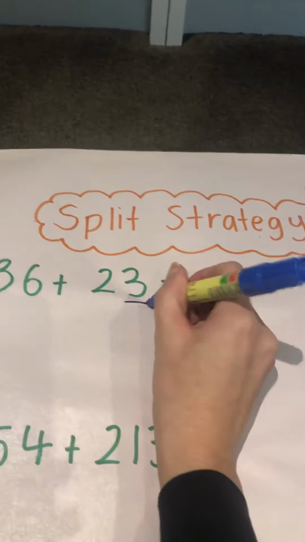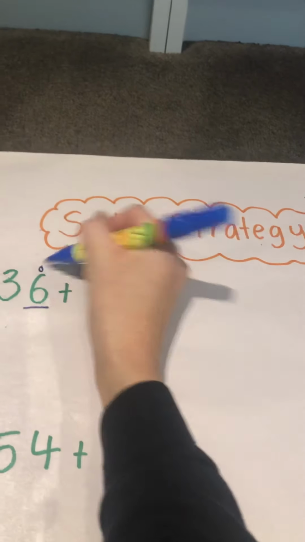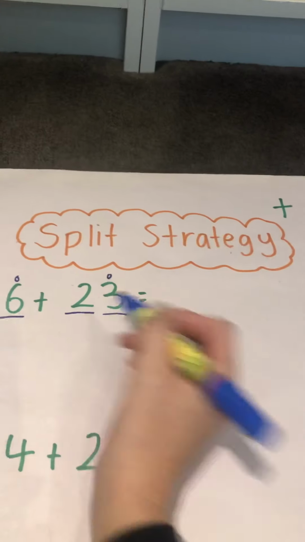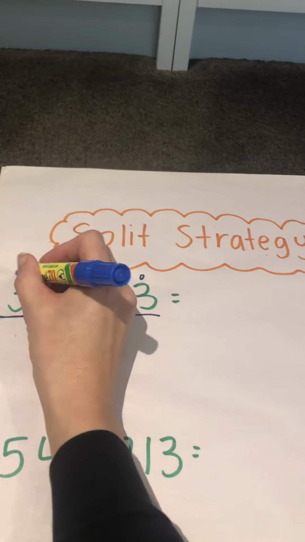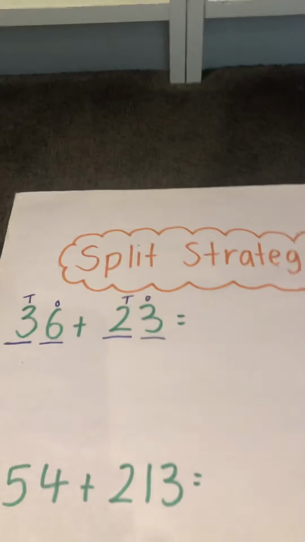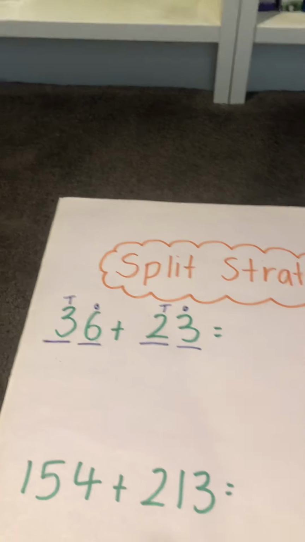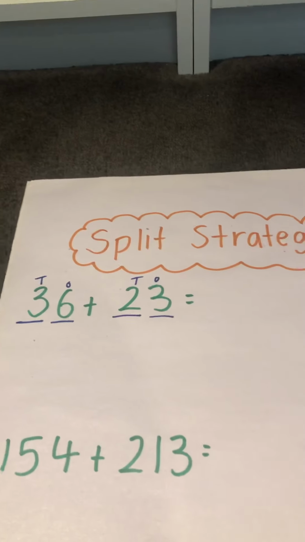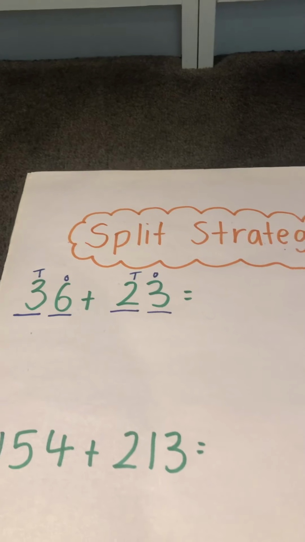We looked at these numbers here representing the ones column, so you can write a little O above them. And then this number here represents 20 and this one is 30, so that is in the tens column. So I'm going to put a little T there. Now, when we're splitting a number, we're splitting the value of the number and then adding them together. So make sure that you always start with the highest value digits first and plus them together.